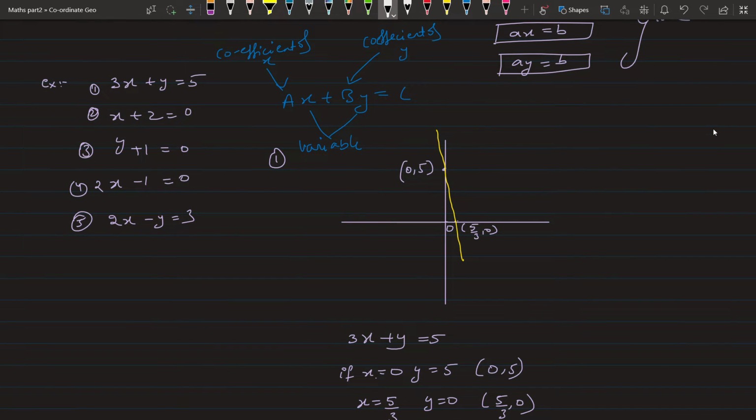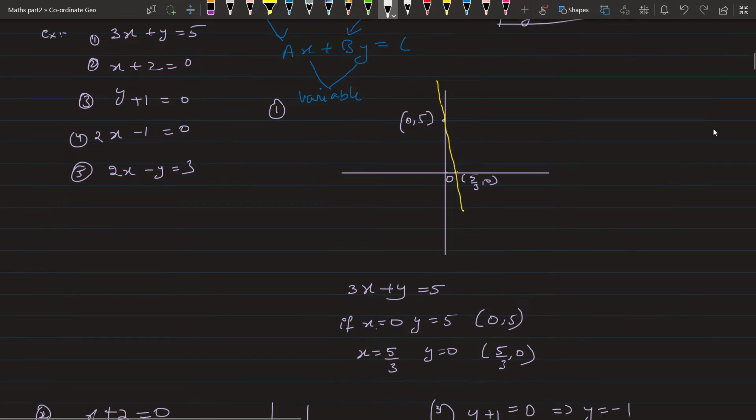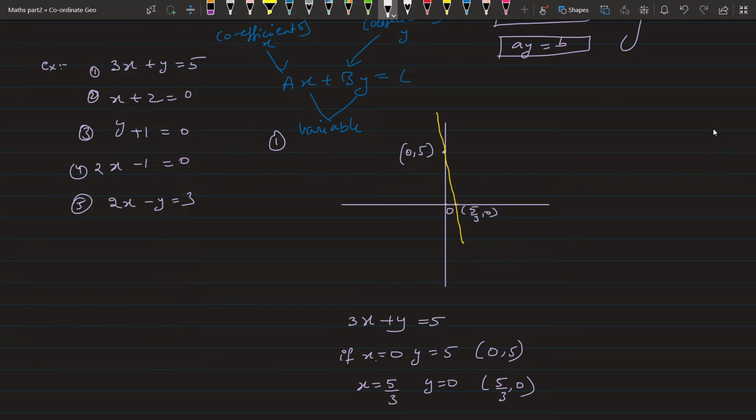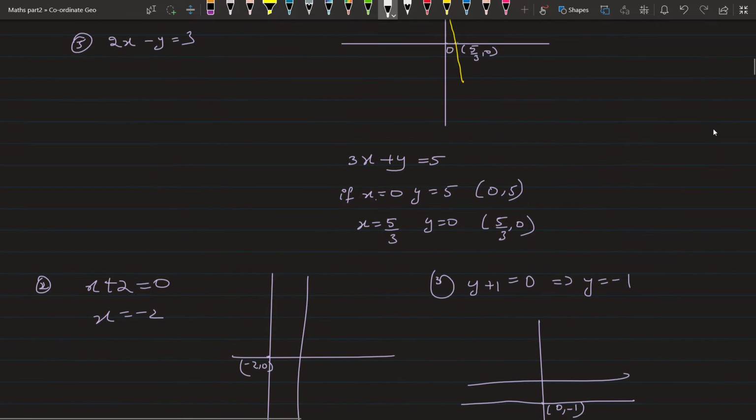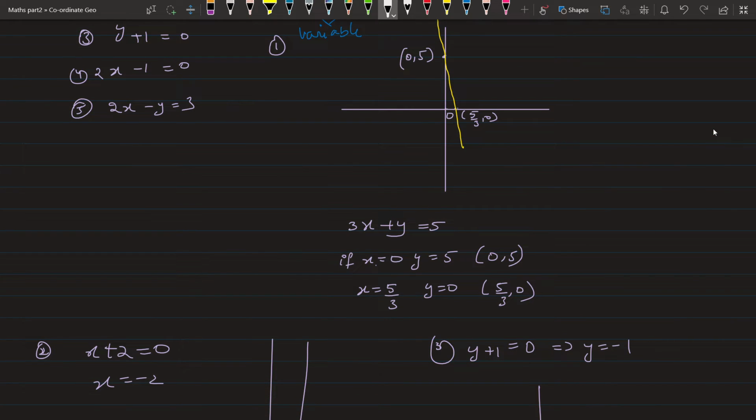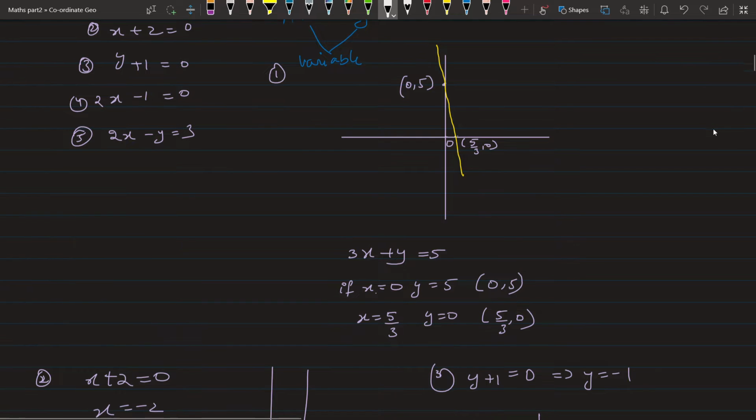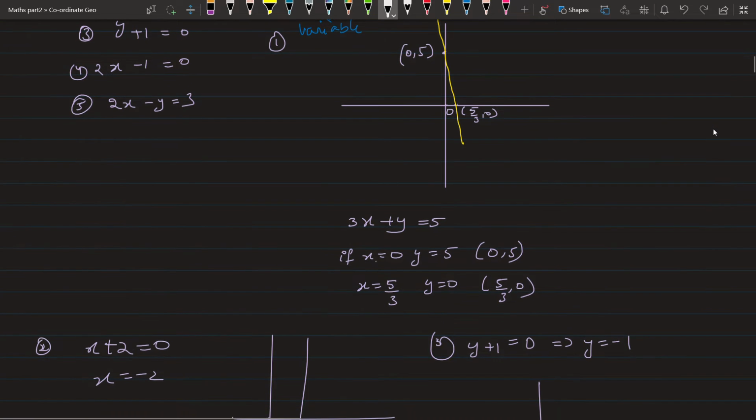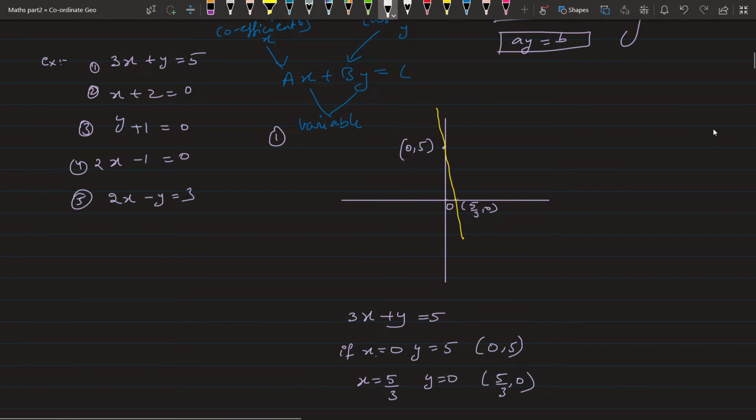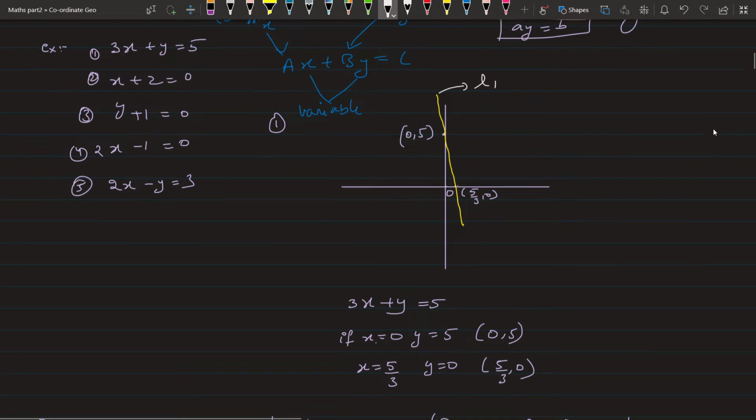We will solve the first example, that is 3x plus y equals 5. To find the points lying on this graph, we first take x equals 0 and we get y equals 5. So the first point will be (0, 5). We will plot it in this graph. The second point, by taking y equals 0, we get x equals 5 by 3. So the second point is (5/3, 0). We will plot this on the graph, and this is the line. This is L1.